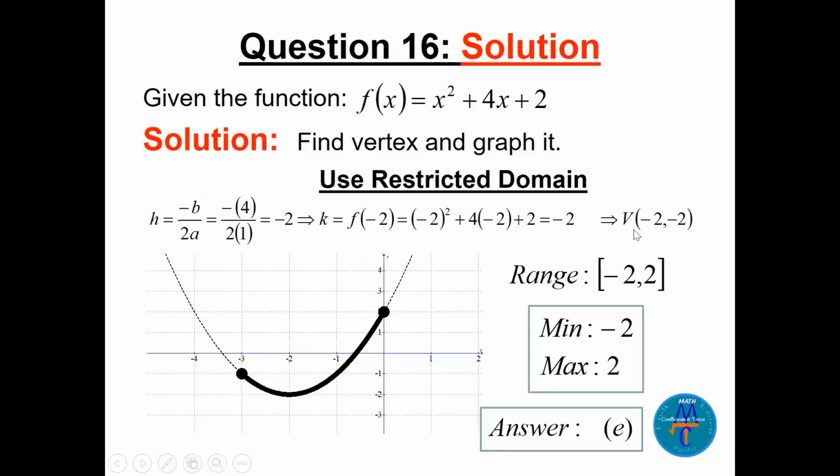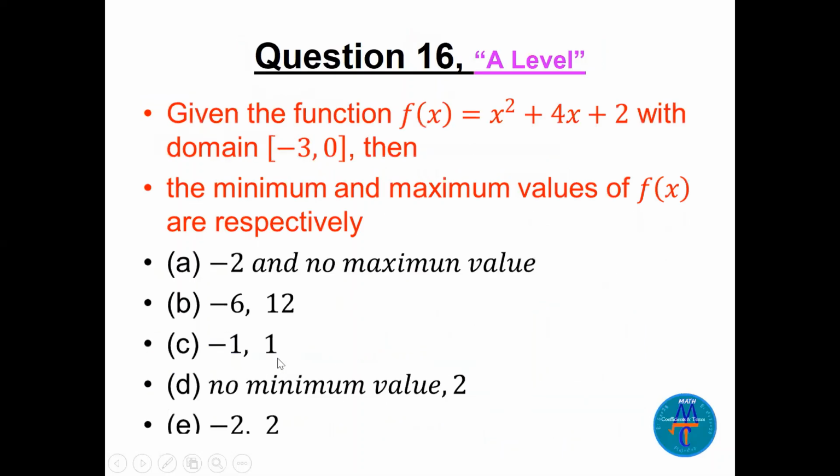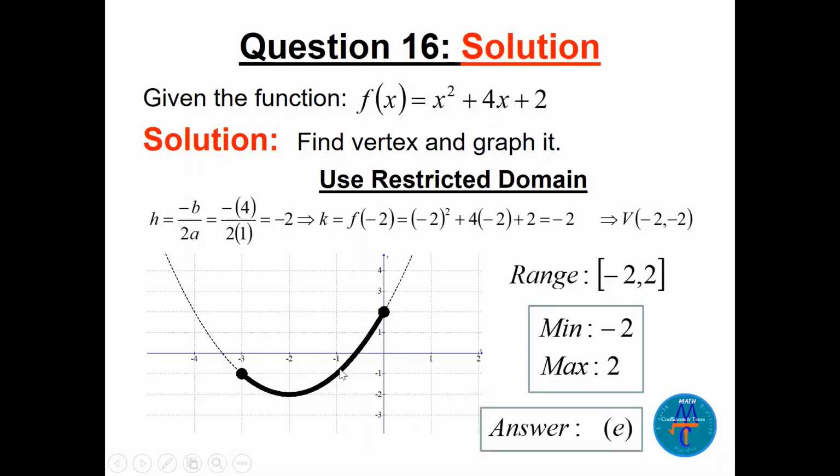So the vertex will be minus 2, minus 2. See, this is the vertex. Since we have a restricted domain, see the domain given there from minus 3 to 0. That's the domain there. See, that's a restricted domain. So the minimum here will be minus 2 on the y value, and the maximum will be 2. So the answer is E.